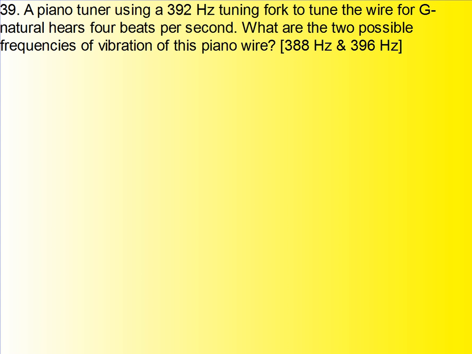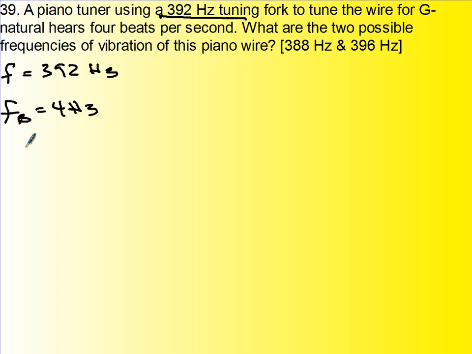All right, a piano tuner using a frequency of 392 hertz to tune a wire for a G natural hears 4 beats per second. So F beats is 4 hertz. What are the two possible frequencies?